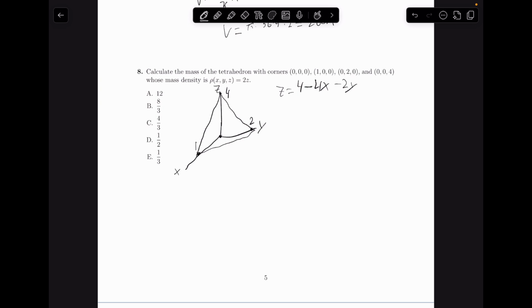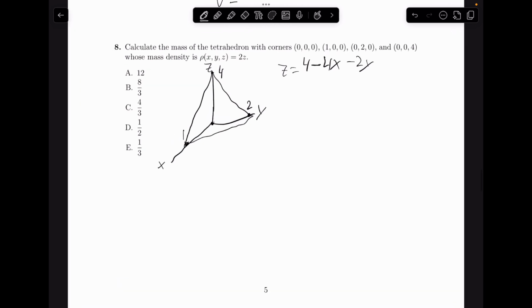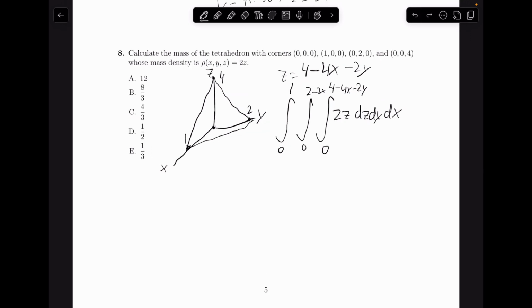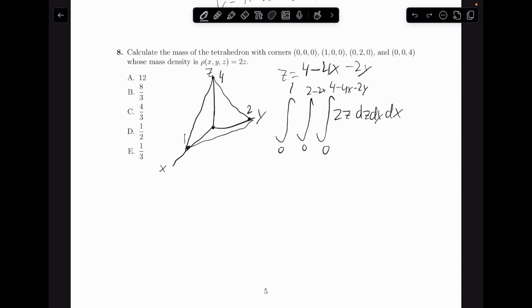Okay, so now it's the hard part, which I've been struggling with quite a bit. The triple integral of 2z dz dy dx, where z is 0 to 4 minus 4x minus 2y. Clearly from this drawing, y is going to be 0 to 2 minus 2x, and then x is 0 to 1, because clearly right here is 1. All right, please let me do this correctly. I'm just kidding.